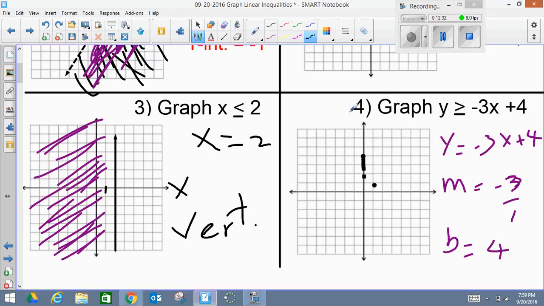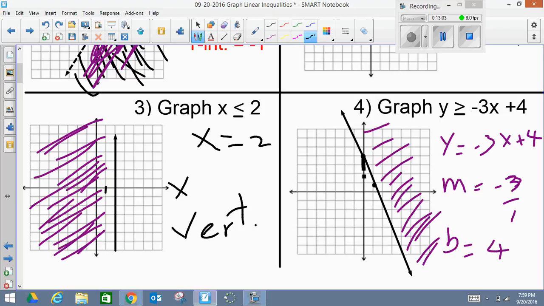And now I have an equal underneath, so it's going to be a solid line. So let me start here, get to my second point, and extend that into the other side. There we go. So that's my line. Now, I'm saying y is greater. Greater is on top of the line. So if I say greater, that means all this side, the top of the line, is going to be the shade of this inequality.